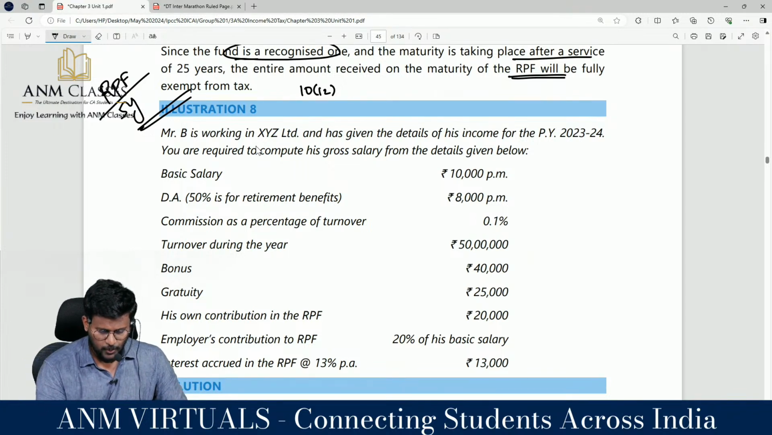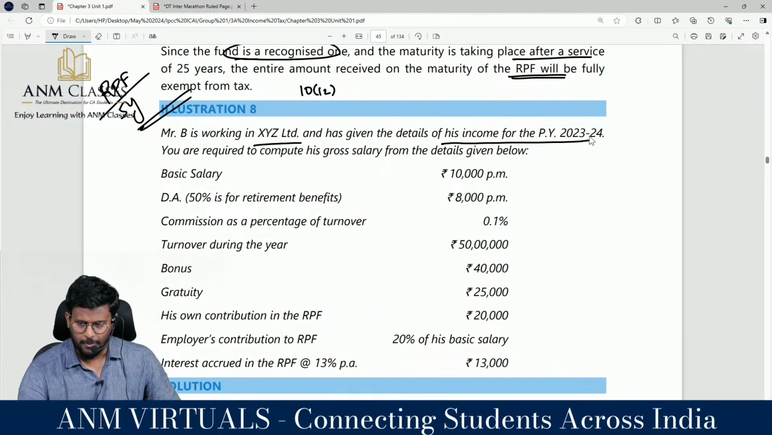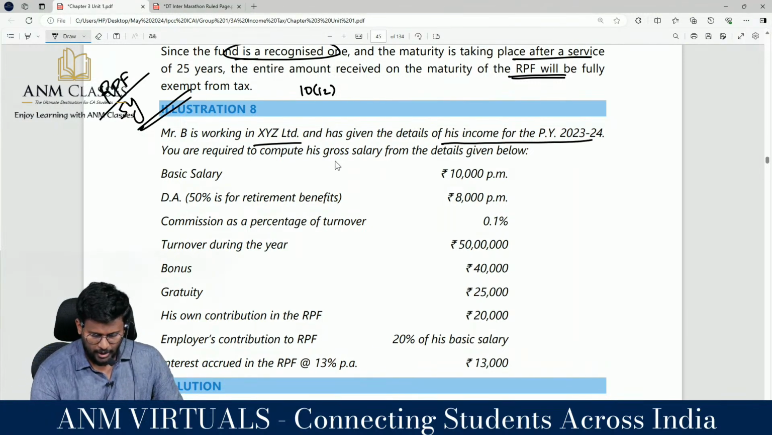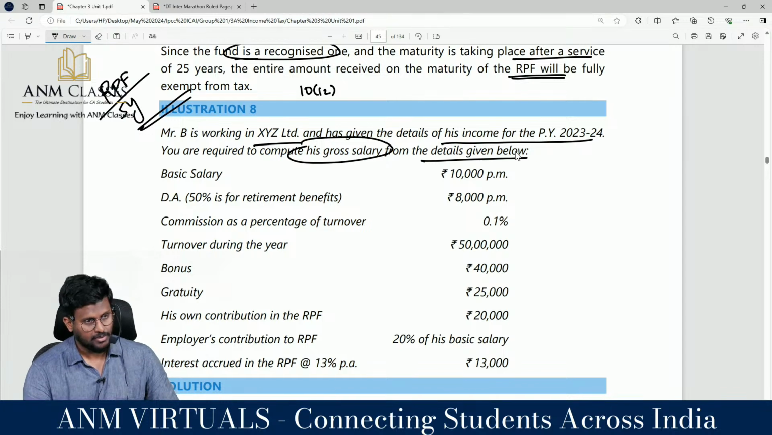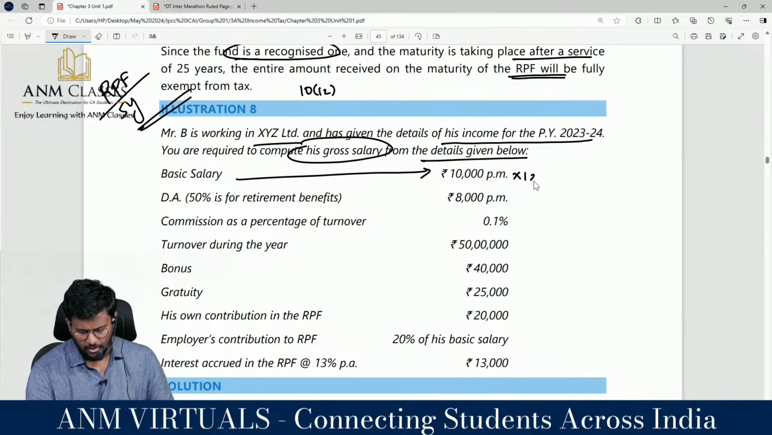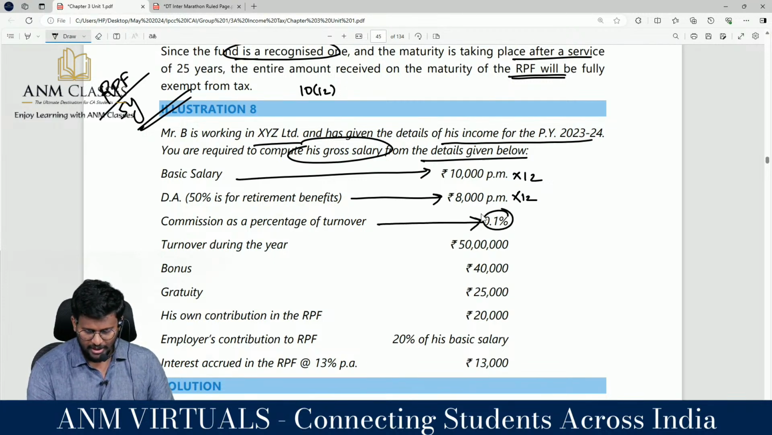Mr. B is working in XYZ Limited and has given the details of his income for previous year 2023-24. You are required to compute his salary. They have asked only for gross salary, so the standard deduction should not be subtracted. Basic salary 10,000 per month, into 12. DA 50% for retirement benefits, into 12. Commission, they have given it for calculation.